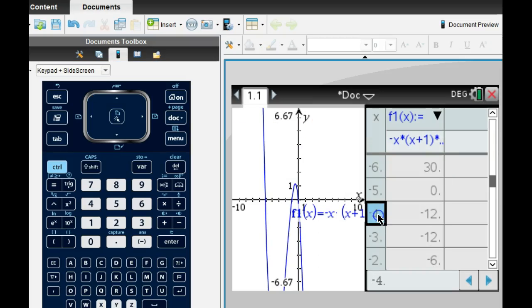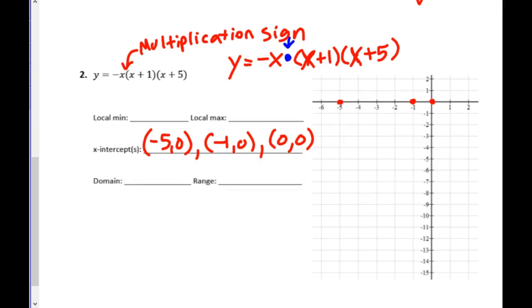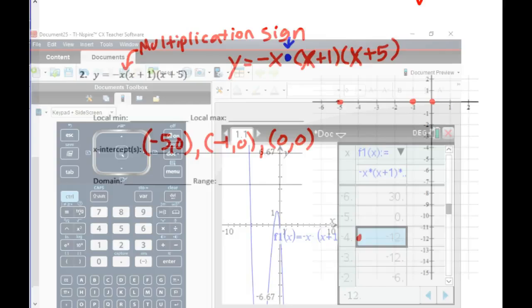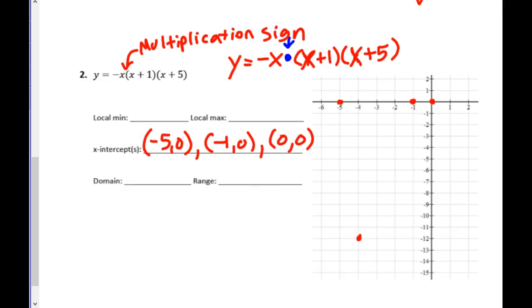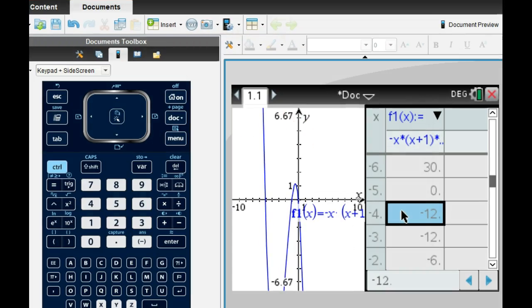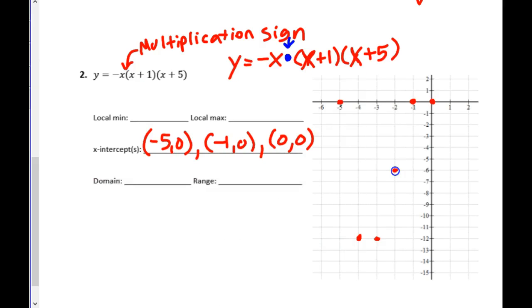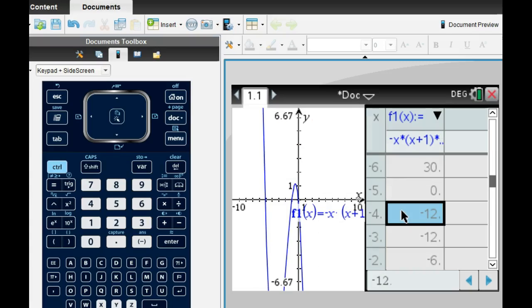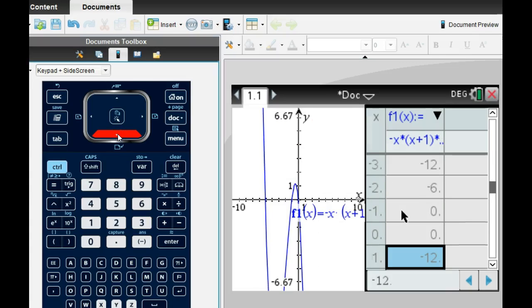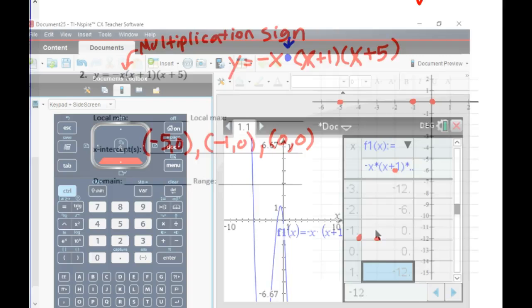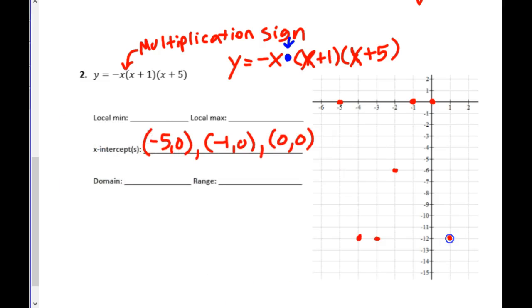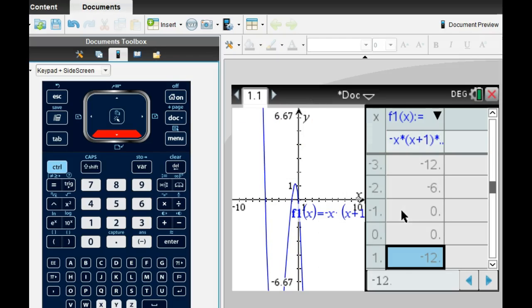Negative 4, negative 12. Negative 4, negative 12. And let's do negative 3, negative 12. Is everyone plotting this? Because it looks like you're not. Faster. Then negative 2, negative 6. Negative 1, 0. 0, 0. Negative 1, negative 12. 1, 12, sorry. 1, negative 12. All right, so take a look at these points and plot these points real quick.